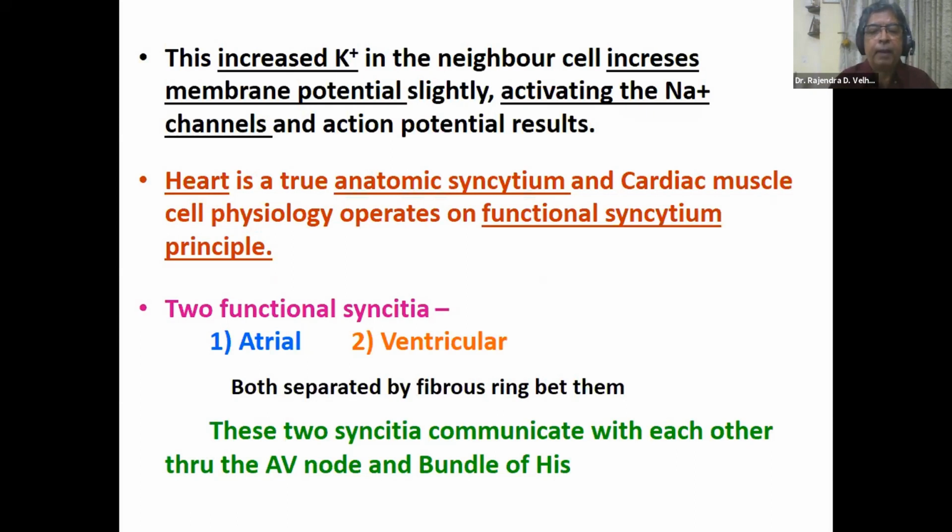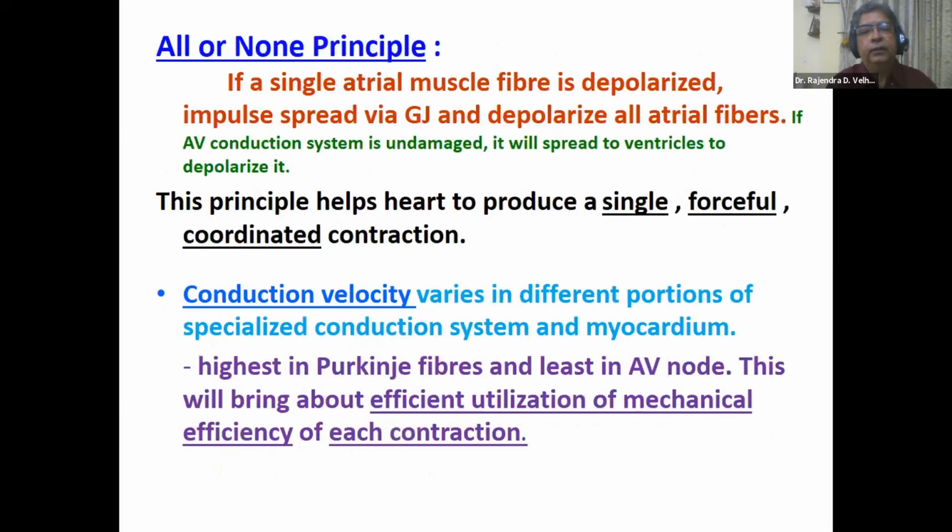They are separated by a fibrous ring in between them, which holds the atrioventricular valves, and they are connected with each other through the AV node and common bundle of His. Even if a single atrial muscle fiber is depolarized, the impulse spreads via gap junctions and depolarizes all atrial fibers. If the AV conduction system is undamaged, it will spread to the ventricles to depolarize them. This principle helps the heart produce a single forceful coordinated contraction each time.